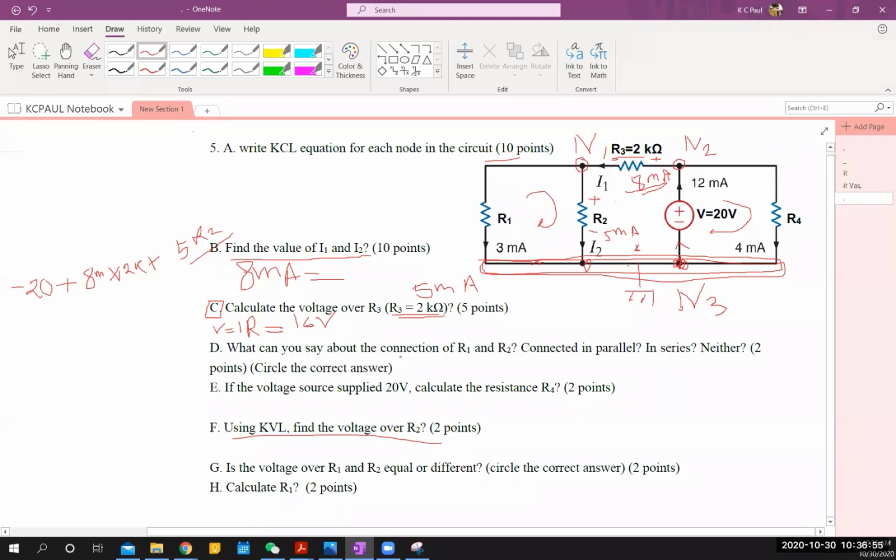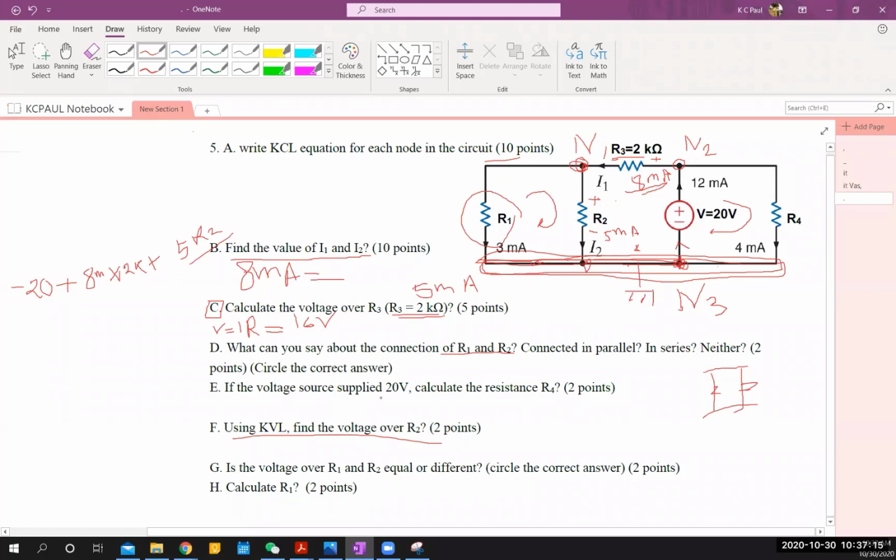Anyway, what can you say about the connection of R1 and R2? These R1 and R2 are connected in parallel because this is one node here and another node is right here. There are 2 elements connected between 2 nodes: one element here, one element here. Obviously, they are connected in parallel.